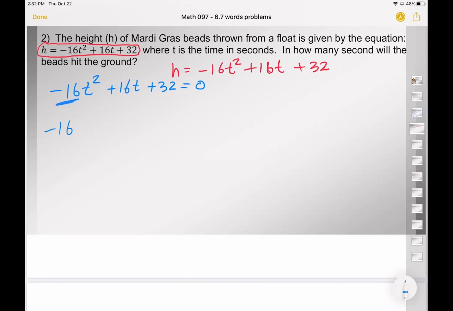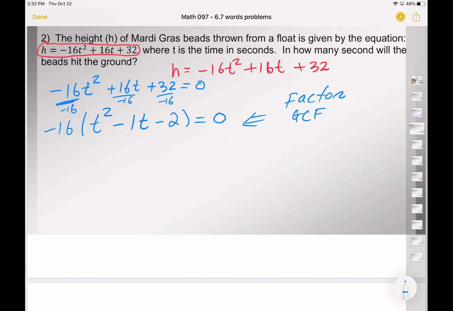Once you set it equal to 0, you want to ask yourself, can you factor out a negative 16? In this case, we can take out a negative 16, because negative 16 going into negative 16 gives me 1 times t squared. Negative 16 going into 16 gives me a negative 1t, and negative 16 going into 32 gives me a negative 2. And this is what we have: we factor out a GCF, the greatest common factor.